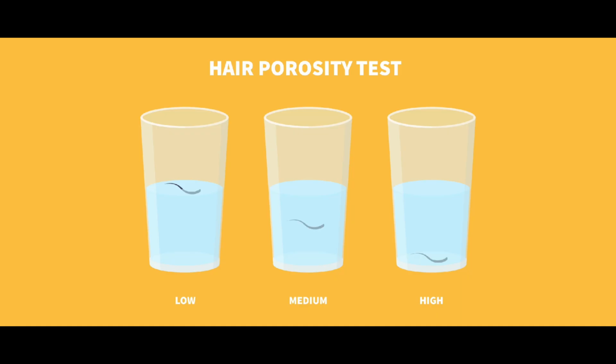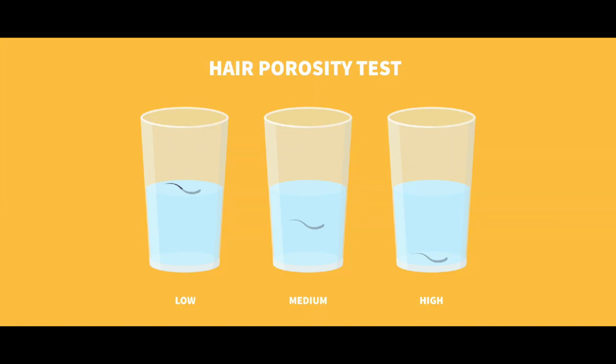So that means that water is going in and leaving at a good rate. If it sinks quickly to the bottom, that means you have high porosity, so water is entering very fast, and if you remove it from this water, the water will leave just as fast.